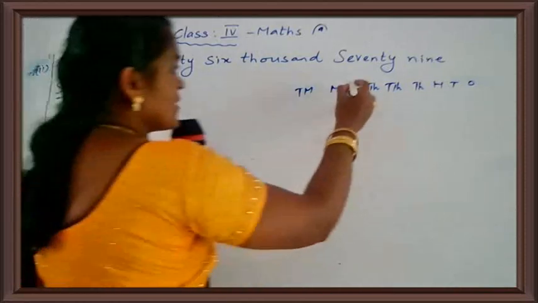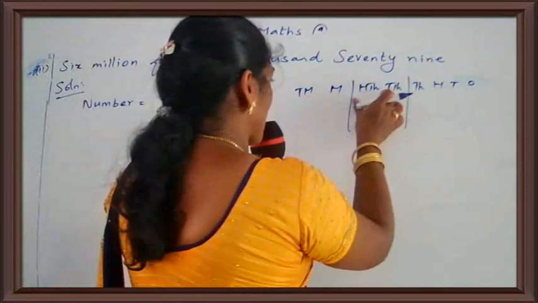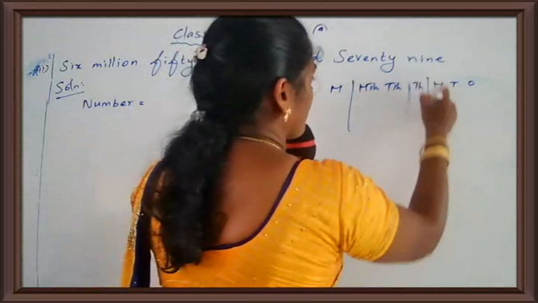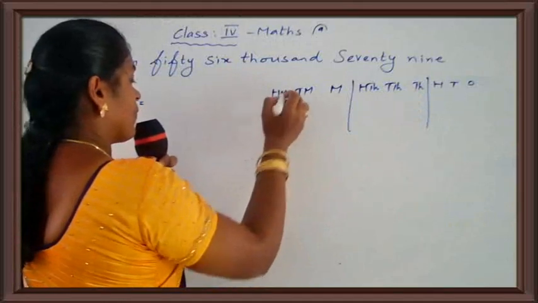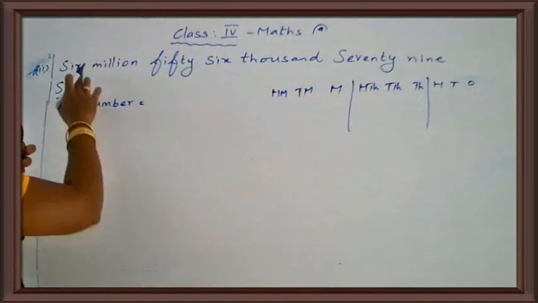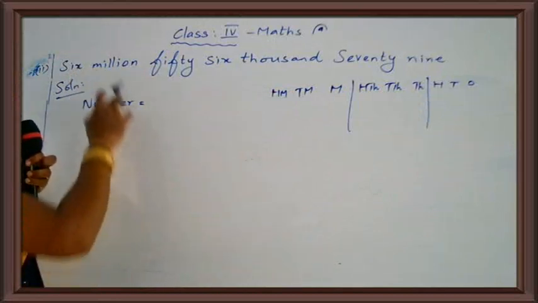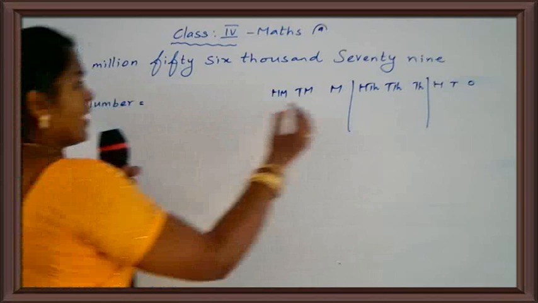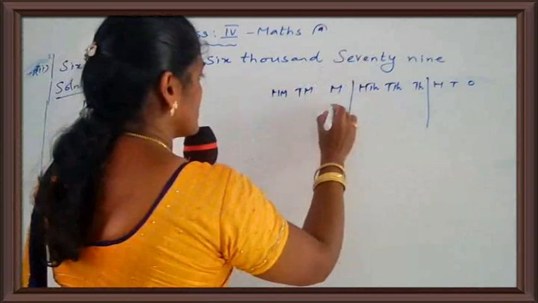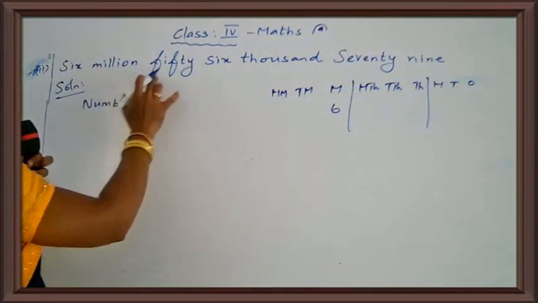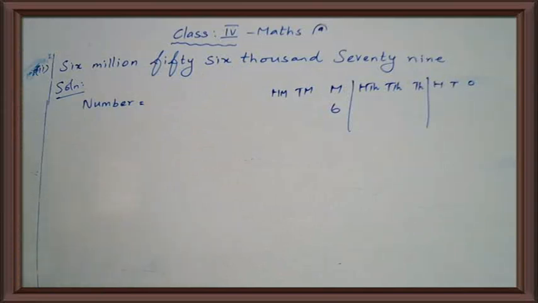So this is the thousands, sorry, here. This is the thousands period, this is the million period, this is the ones period. Now 6 million. In the million period, how much? 6. So 6 million. Next 56,000. In the thousands period, how much? 56. Here 100,000 is not given, only 10,000 and 1,000 are given. So that is 56.